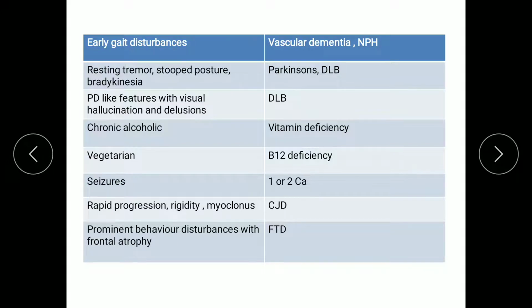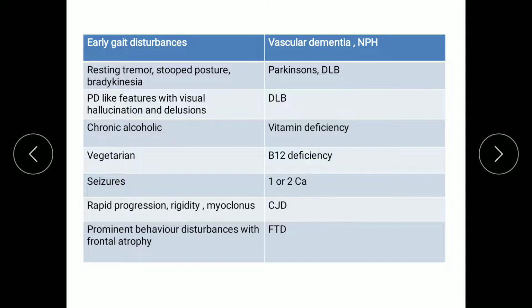When the patient presents with early gait disturbances, that is, the patient will present with gait disturbances rather than memory disturbances, the differential diagnosis should be vascular dementia and normal pressure hydrocephalus. When the patient has resting tremor, stooped posture and bradykinesia, it is Parkinsonism or dementia with Lewy bodies. And if the patient has Parkinson disease-like features with visual hallucination and delusion, think of dementia with Lewy bodies. And if the patient is a chronic alcoholic, think of some vitamin deficiency in the form of vitamin B1. Vegetarian, think of vitamin B12 deficiency, because these are treatable, reversible causes of dementia.